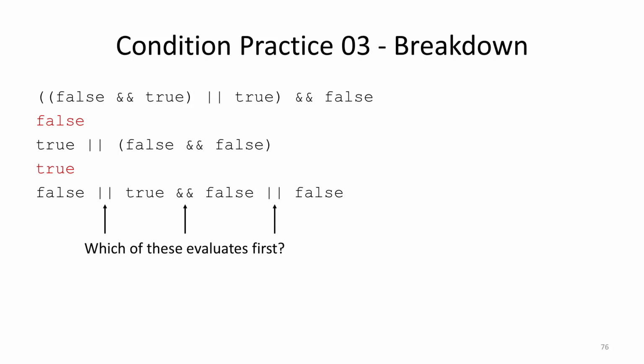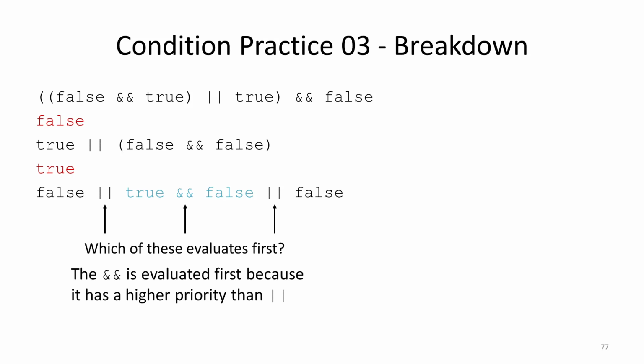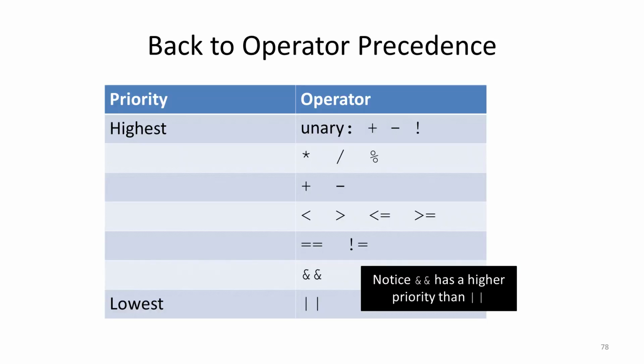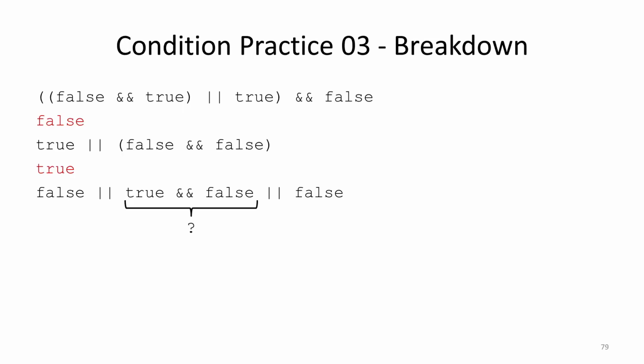So you have an OR, an AND, and an OR. The AND will get evaluated first because it has a higher priority than the OR. Recall that table of operator precedence. The AND has a higher priority than the OR. So what is the evaluation of true and false? It is false. Now, we can already see that after this evaluation, it's going to be false or false or false. But for the sake of the breakdown and to be thorough, let's go through it.